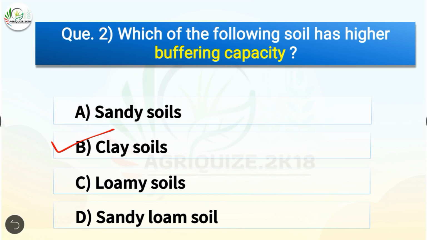A higher buffer capacity means that the soil can absorb more acid and/or base without a significant change in pH. In general, clay soils have higher buffer capacity than sandy soils, and a higher organic matter content tends to increase the buffering capacity.